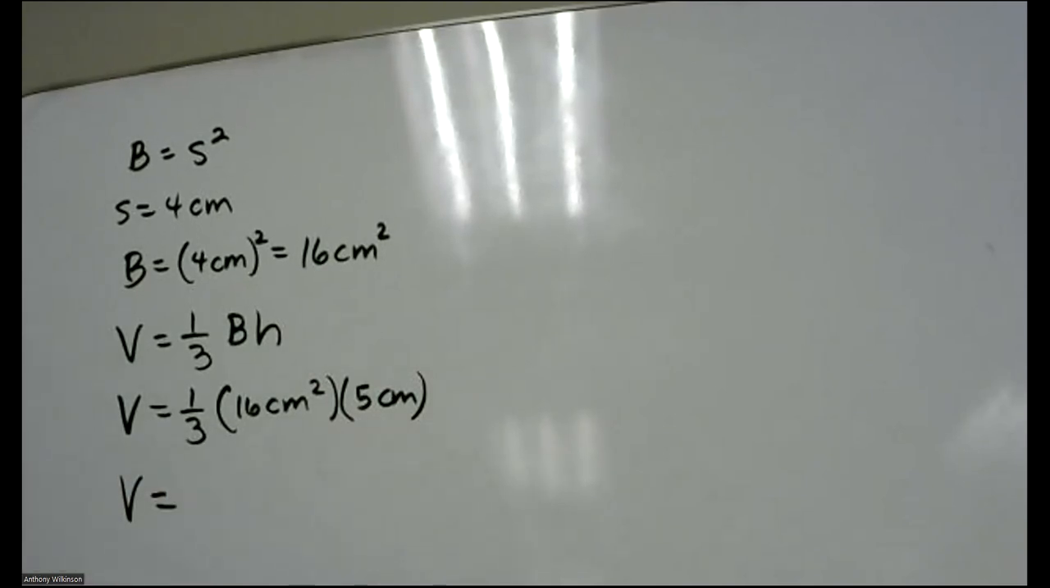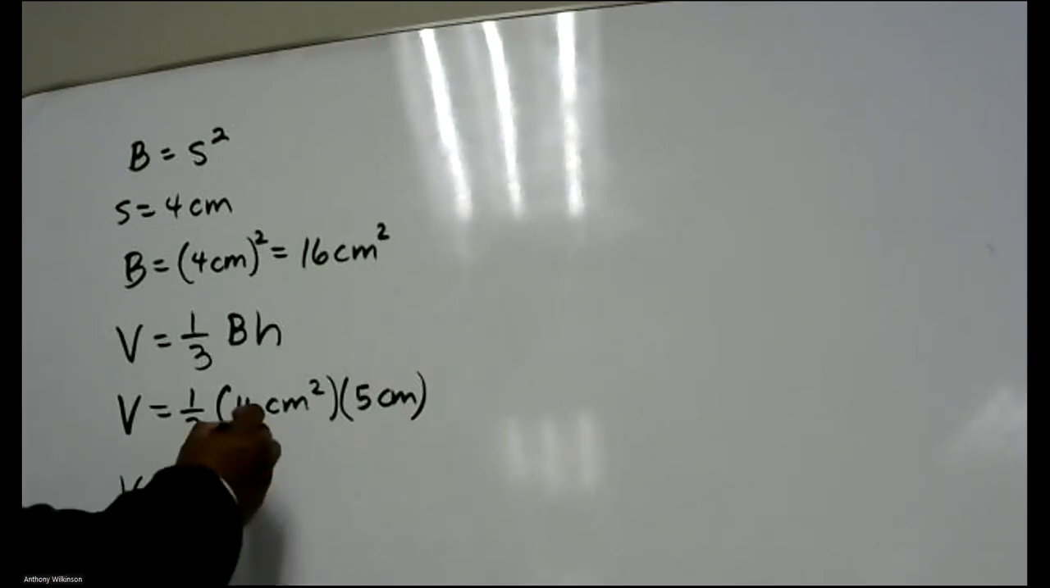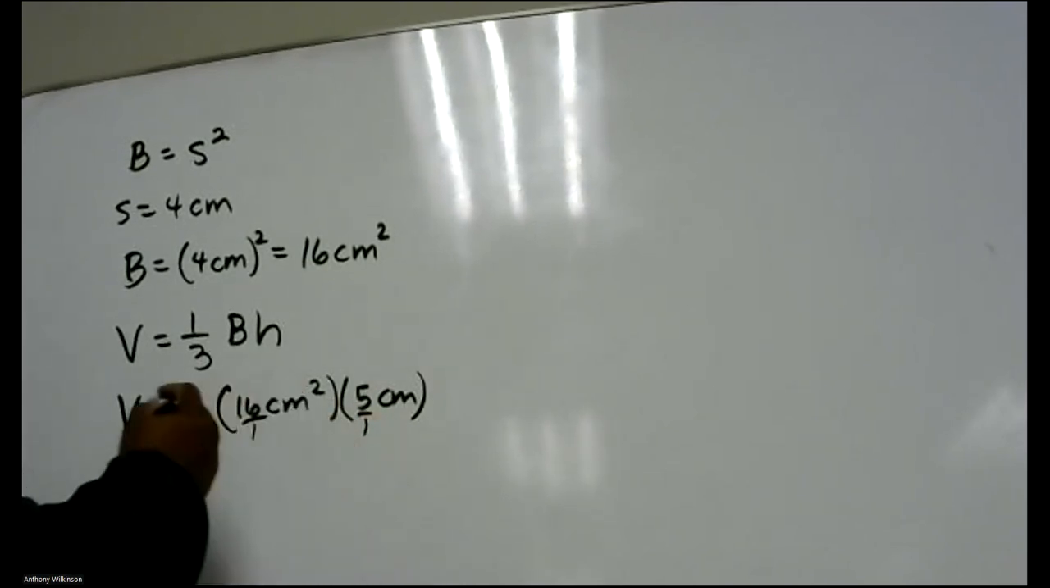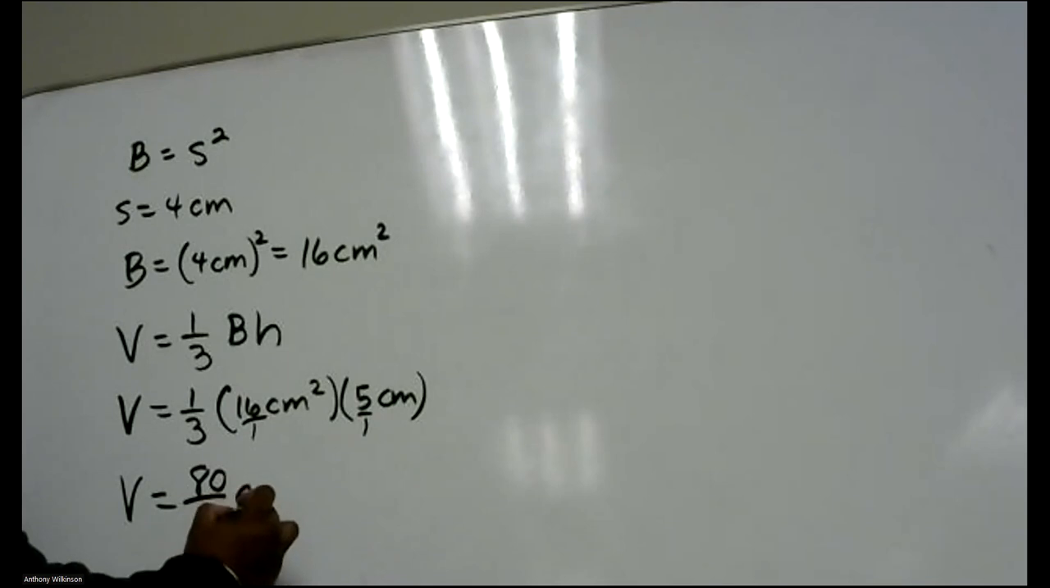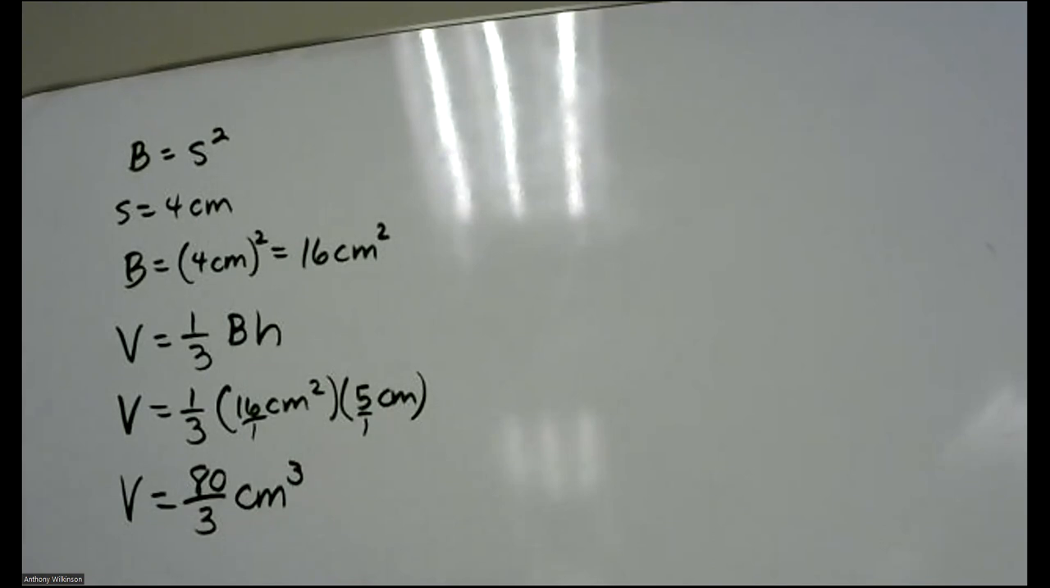Now, what I would do here is just do this over 1 and this over 1. 16 times 5 times 1 would be 80 over 3. And that would be in cubic centimeters. All right, questions on that figure.